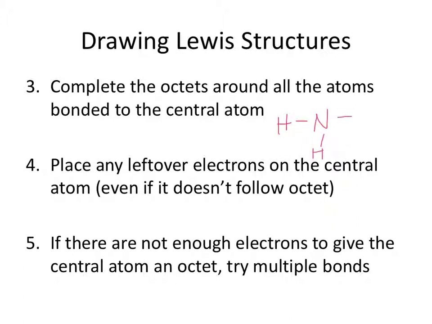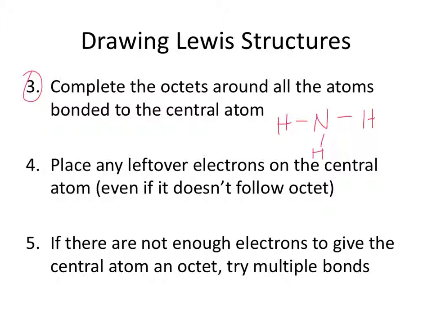Instead of putting the ones on nitrogen, I would have started with the hydrogen, but hydrogen can only have 2 electrons, so no more electrons can go around those hydrogen atoms. I'm going to do another example in a minute to go through step 3, so we're going to come back to that one.